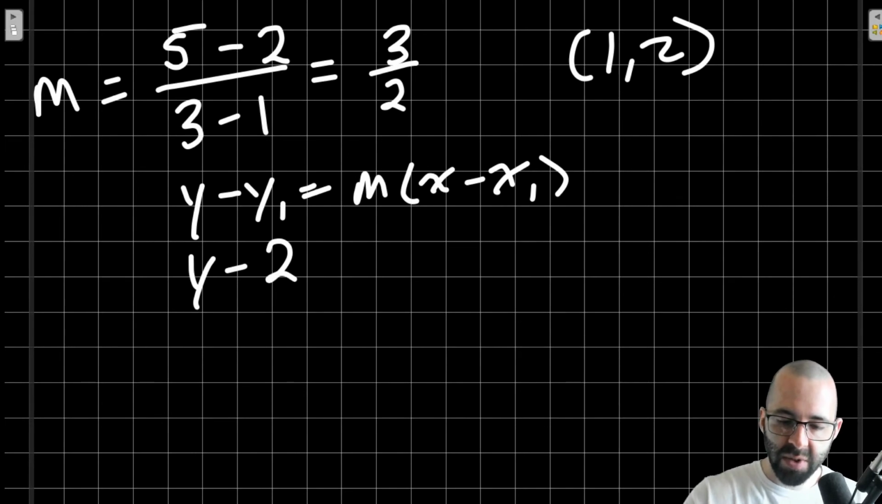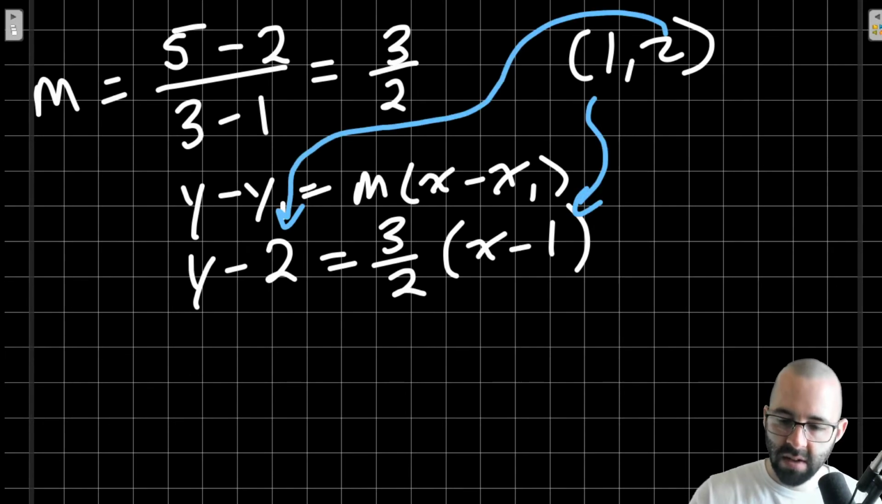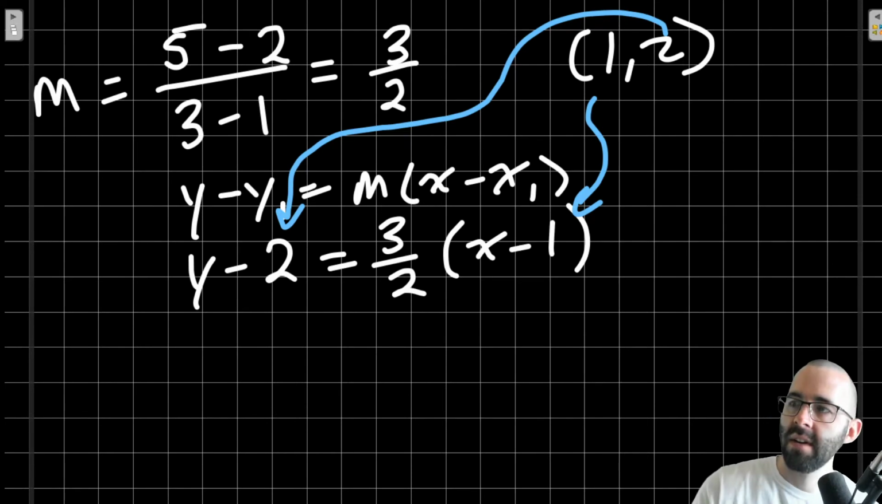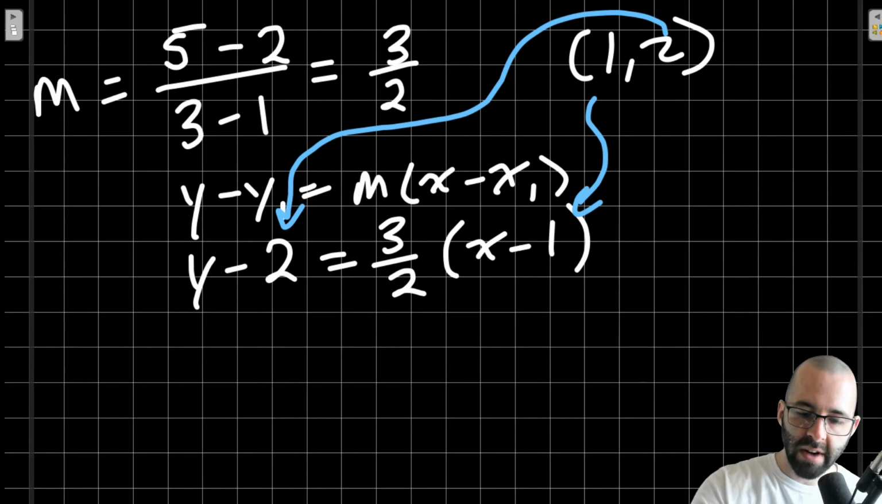We're plugging things into what's right above it. Y1, we said was that 2. 2 is the y value. The slope we said was 3/2. X1 is that x value up there. And again, these are just directly plugged in. All right, just like so. And that's our answer. Okay, that is the equation of our line.